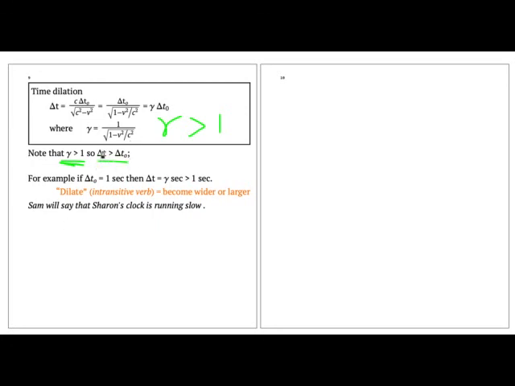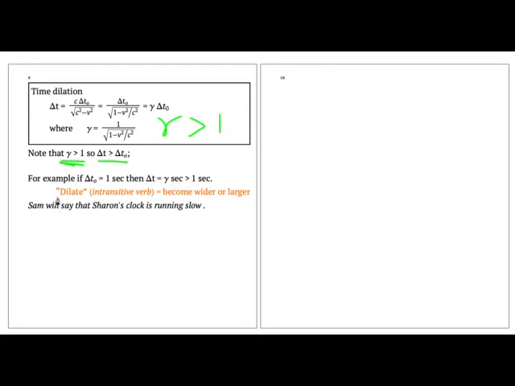So for example, if Sharon measured the time interval as 1 second, well, of course, 1 second would be an awfully long time for a pulse of light to travel from the base of the train to the top of the train, back to the base of the train. But just for the sake of argument, let's suppose delta t0 is 1 second. Then delta t will be gamma times 1 second. It will be gamma seconds, and gamma is greater than 1, so it will be more than 1 second. That's why it's called time dilation.